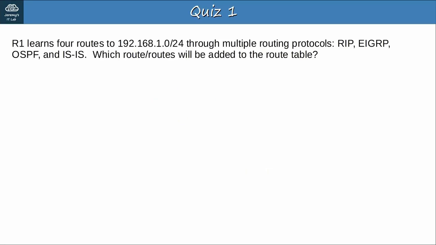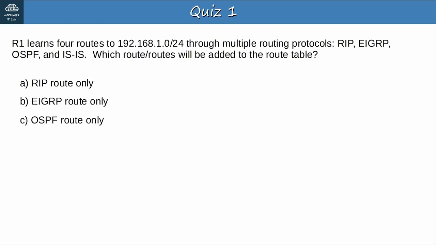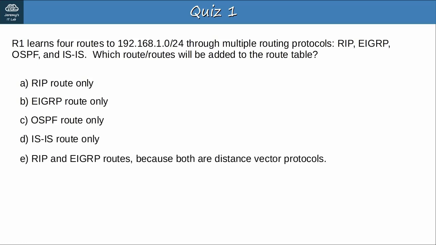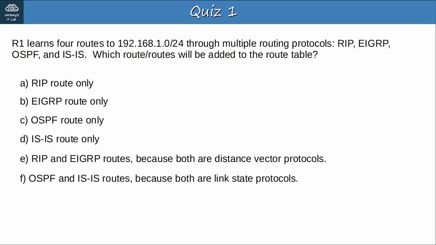Here's quiz question 1. R1 learns 4 routes to 192.168.1.0/24 through multiple routing protocols: RIP, EIGRP, OSPF, and ISIS. Which route or routes will be added to the route table? A. The RIP route only. B. The EIGRP route only. C. The OSPF route only. D. The ISIS route only. E. The RIP and EIGRP routes, because both are distance vector protocols. F. OSPF and ISIS, because both are link state protocols. Or G. All routes will be added to the routing table. Pause the video to think about your answer.